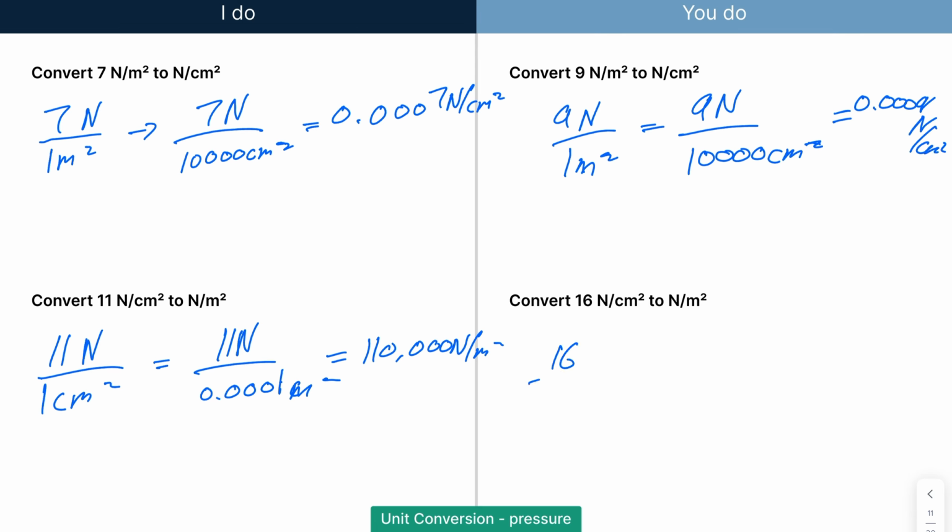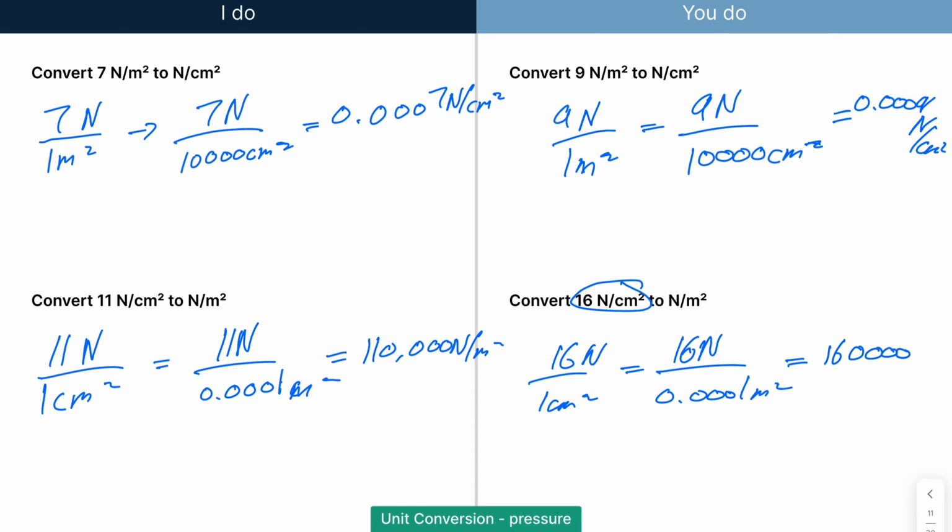And here we have 16 newtons over 1 centimeter squared. So that's this bit here. And then we can convert that. So the newtons stay the same. The bottom part, we divide that by 10,000, and that becomes that, which then becomes 160,000 newtons per meter squared.